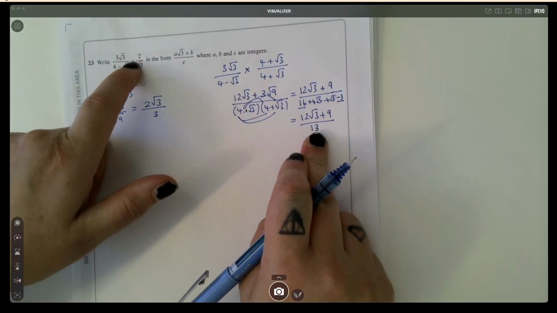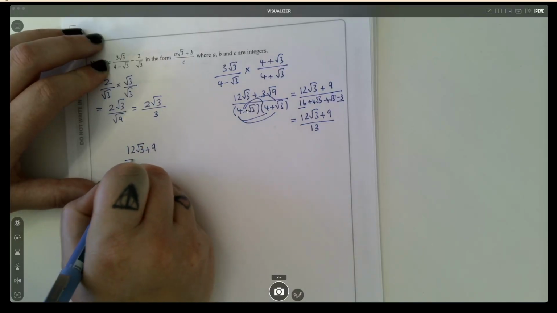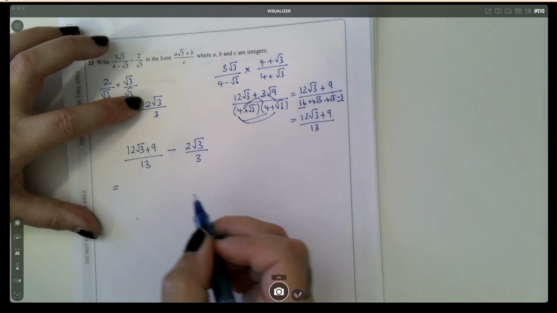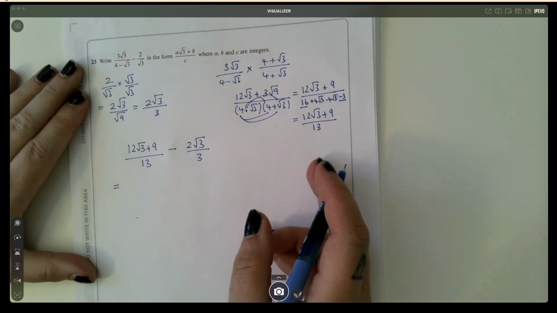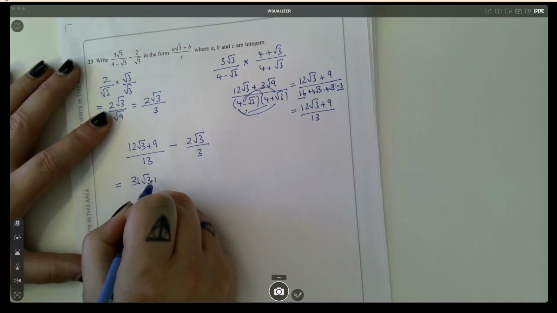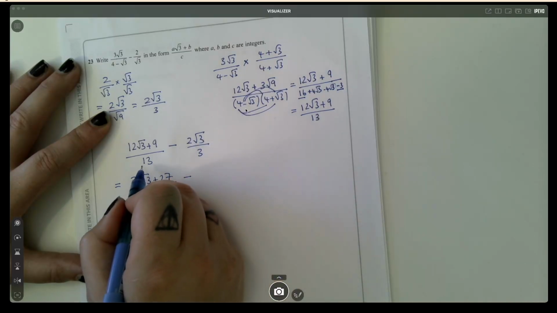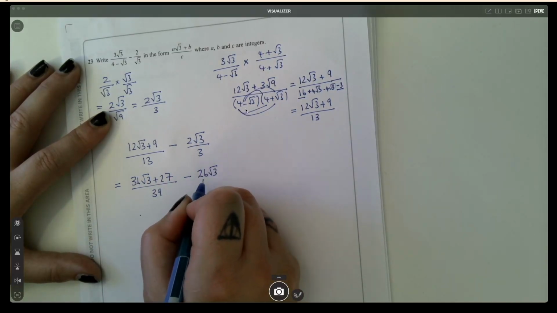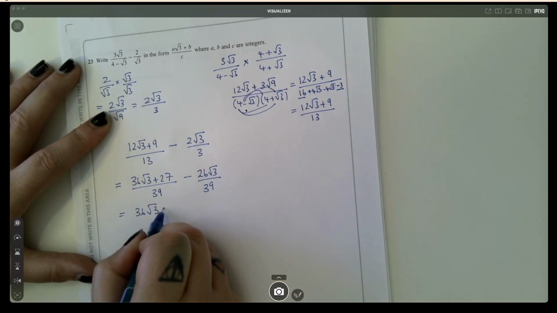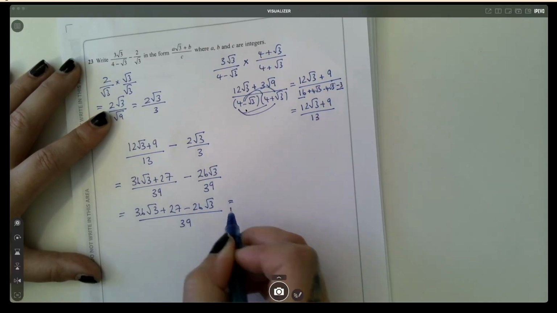So I'm going to rewrite these as a subtraction, so it's this one first. 12 root 3 add 9 over 13, subtract 2 root 3 over 3. Subtracting fractions, we want a common denominator. So I'm going to multiply this fraction by 3, so that's 36 root 3 plus 27 over 39. And then I'm going to multiply this fraction by 13, so that's 26 root 3 over 39. We have a common denominator, so we can write it as 1 fraction, and then we're going to start simplifying.